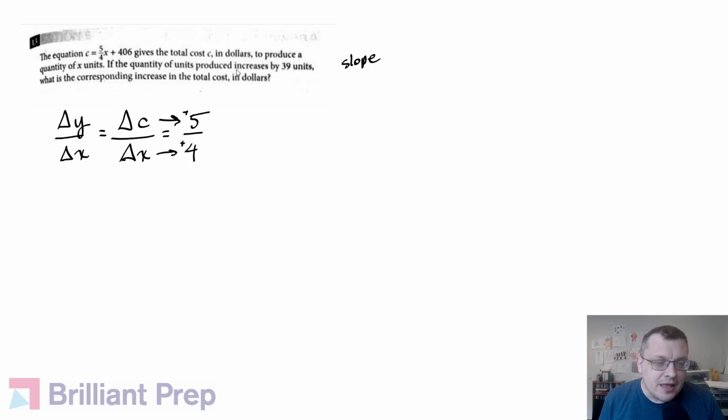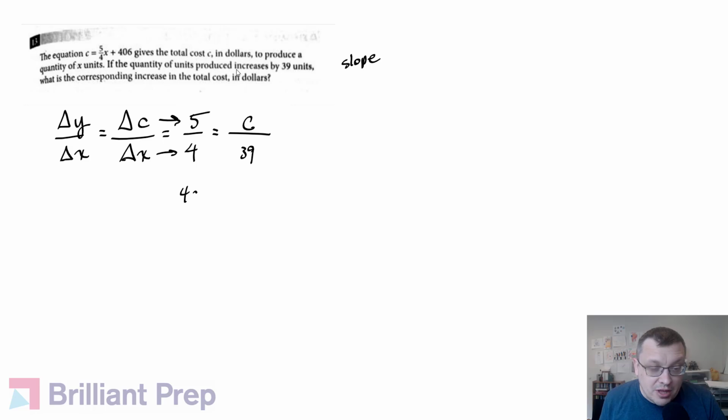That's the ratio. And so what we're essentially going to do here is set up a proportion. Whatever our rate of change is, it's got to fit this 5 to 4 ratio. So where should my 39 go? Well, that is the increase in the units, which is x, so I'm going to put that on the bottom, and then I'll call this C on the top, because that's what I want to find. I now have a proportion using my slope to help me find C.